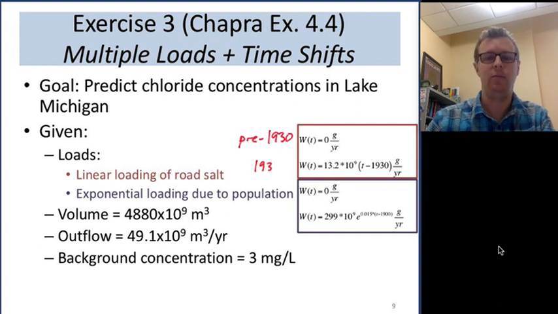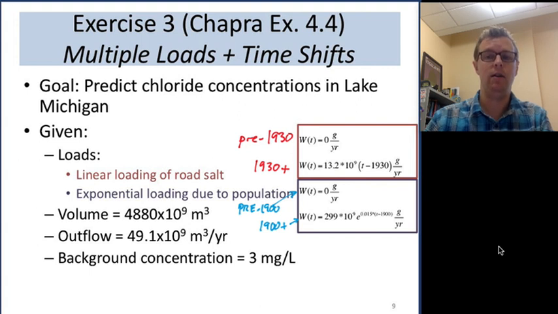Now, the setup for this problem is provided on the slide here. We've got a Lake Michigan, we've got a background concentration of 3 milligrams per liter. We know that around 1930 we start the widespread application of road salt, and that's increased in an approximately linear fashion. And the difference between pre-1900 and post-1900 associated with population is highlighted here in blue.